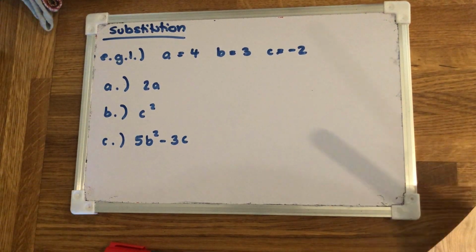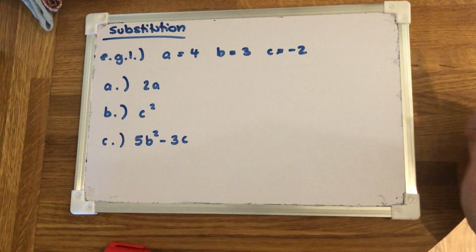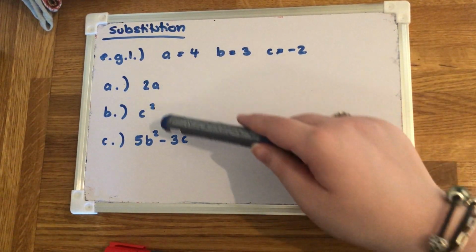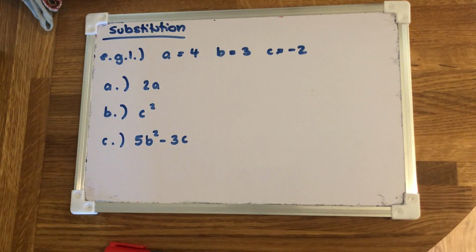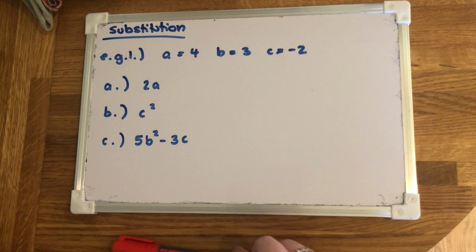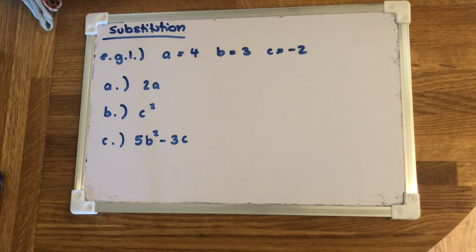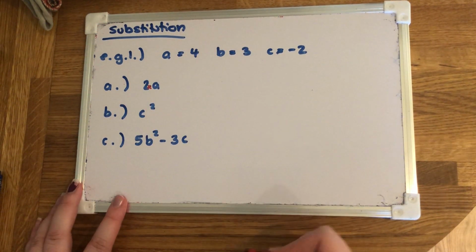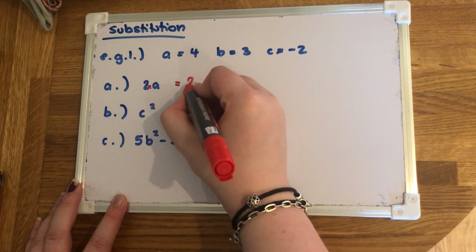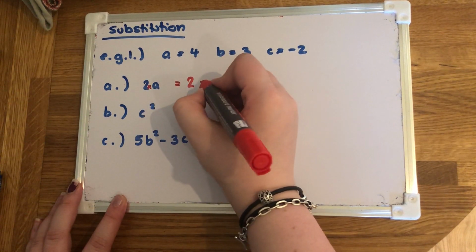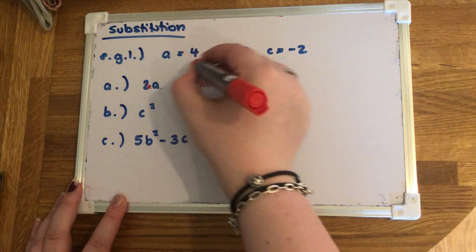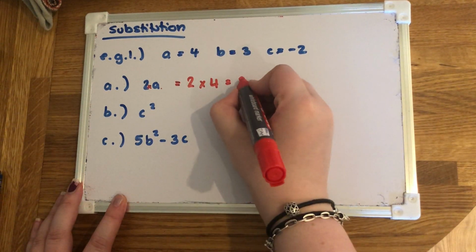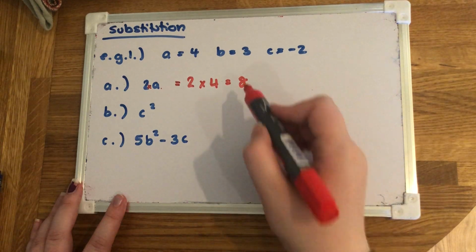Okay, so for this one we're told that A is 4, B is 3 and C is -2, and we're told that we need to substitute them into these little formulas. So for the first one, remember, if there is a number next to a letter, that just means that we multiply them together. So we do 2 from there, multiplied by the value of A. Now we're told that A is 4. So all we do is 2 times 4, which gives us 8. Okay, and that's the answer.